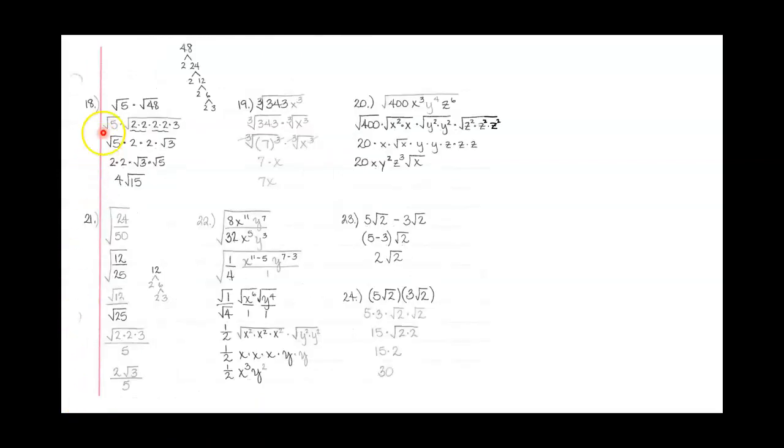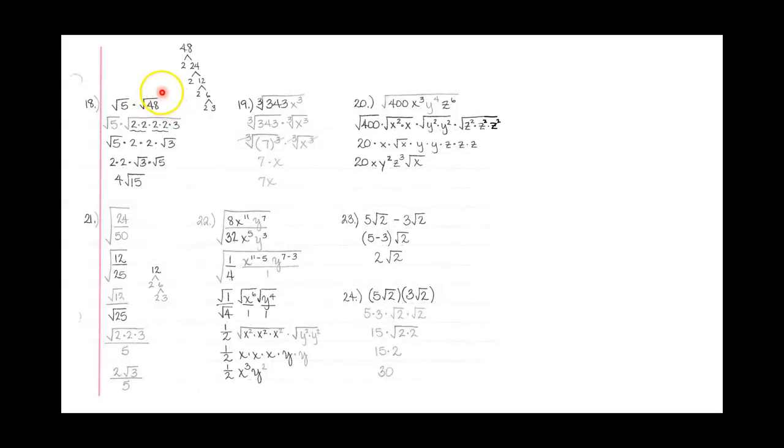All right, let's look at some more of those. All right, so for number 18, same idea. We've got square root of 5 times square root of 48. So if I look on my chart, neither one of these are perfect squares. And I do have a property that says that if I have 2 radicals that have the same index, so both of these are square roots, and they're being multiplied, then I can combine them underneath one radical.